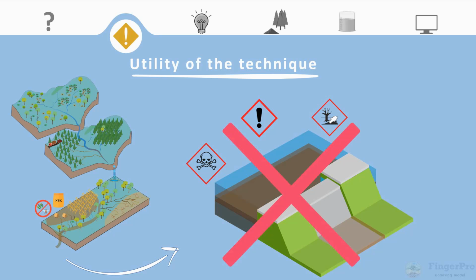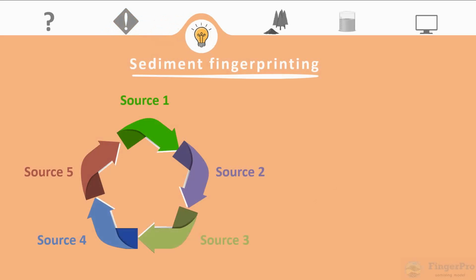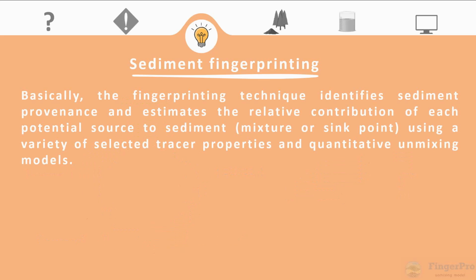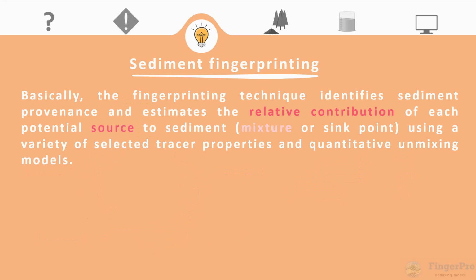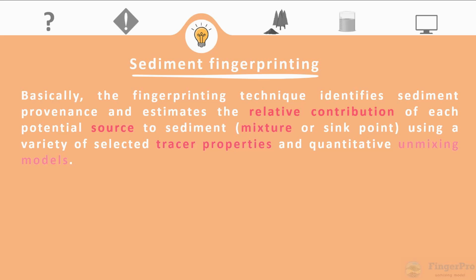After gathering the knowledge about what the technique is, let's move on to how it works and how to implement it. Summarizing what we saw before, the technique consists of unraveling the provenance of sediment to a point. Following the definition, the most important points to understand the technique are the relative contribution, or in other words, the percentage of its source that reaches a mixture, the sediment sources, mixtures, tracers, and unmixing models.